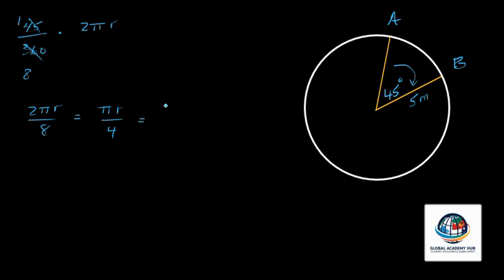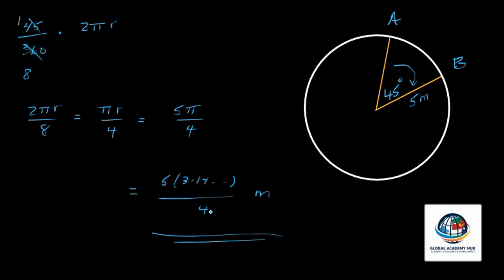Now, I know what r is. R is 5. So I end up with 5 pi over 4. And this is my answer right here. Now I can plug this into my calculator, and I'm going to get 5 multiplied by 3.14 and so forth, divided by 4, and my unit is going to be meters. But that's my answer. I'm going to get a number right here, and that's my answer.